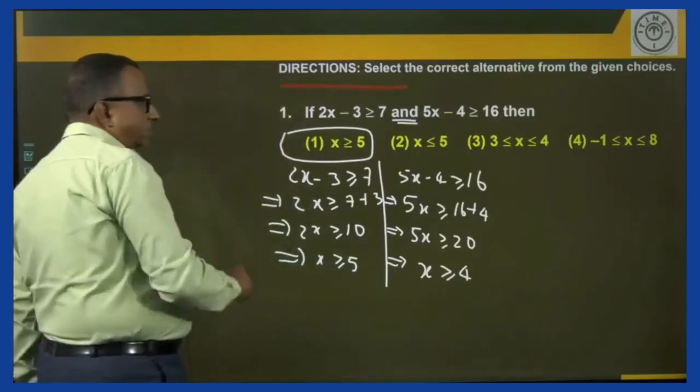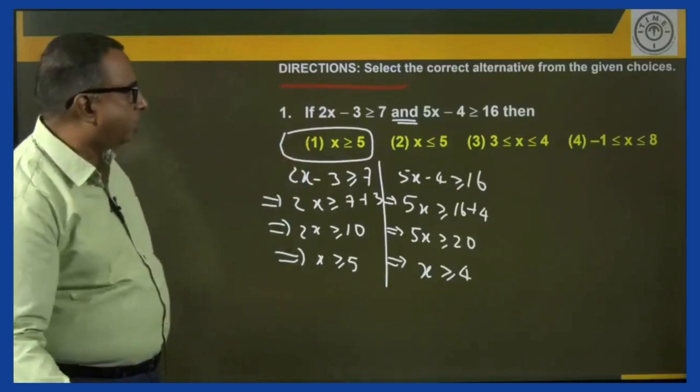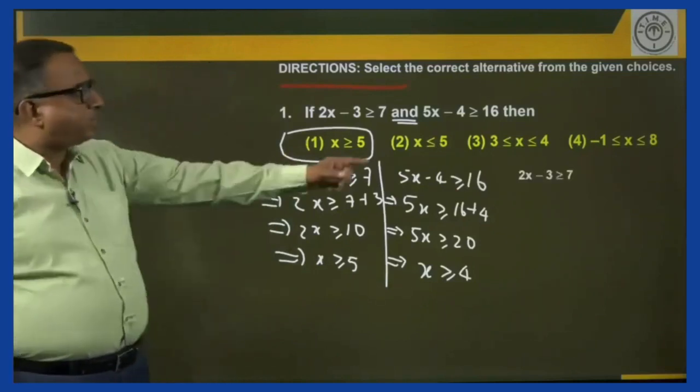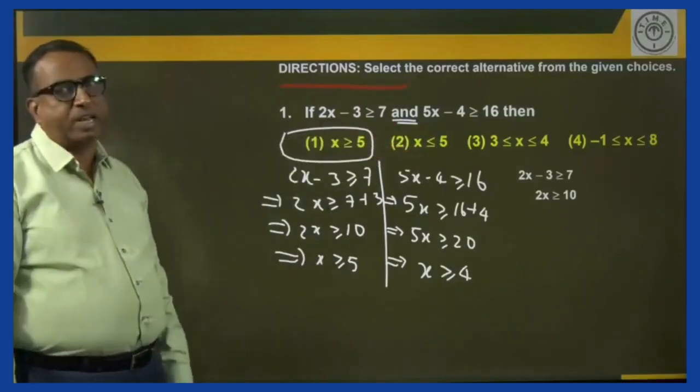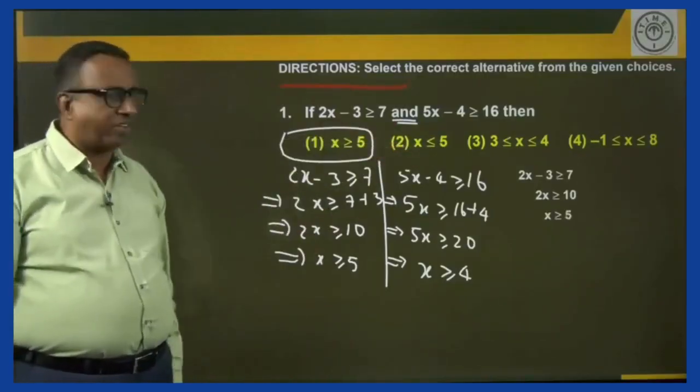Choice 1. Okay, shall we see the working again? Take a look once. 2x minus 3 greater than or equal to 7. You take that 3 to that side, you get 2x greater than or equal to 10. That means x is greater than or equal to 5.